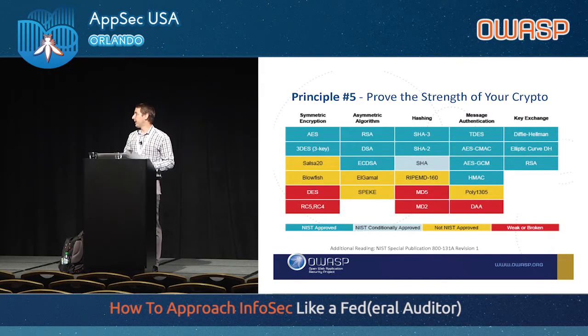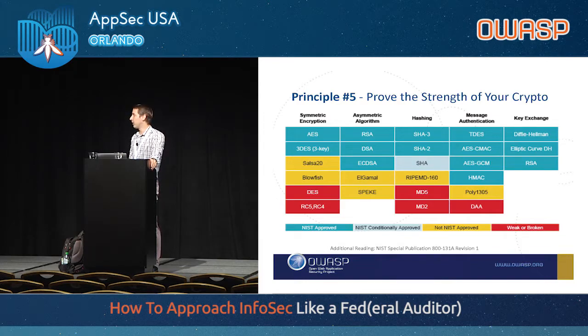I also wanted to quickly cover some algorithms, and this again is straight from a NIST special publication. In the NIST world, there's the concept of NIST approved, right? These are algorithms that have standards associated with them that have been vetted and approved by NIST, and there are certain key sizes that are disallowed, but in general the algorithm is allowed. So it's important to look through all of the algorithms that your system is using and determine if they are allowed, or weak, or broken, or insecure, right?